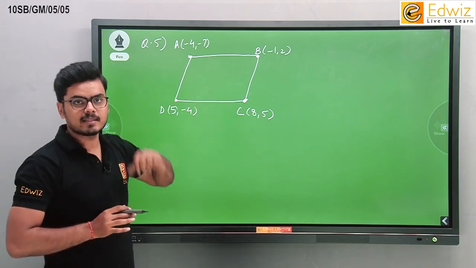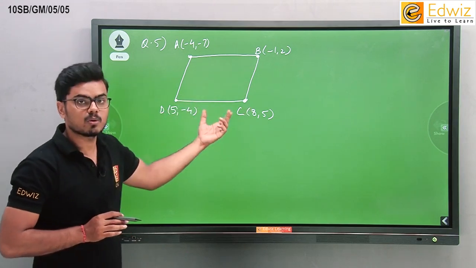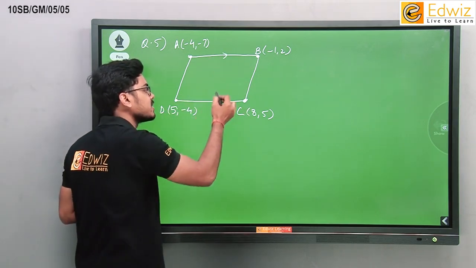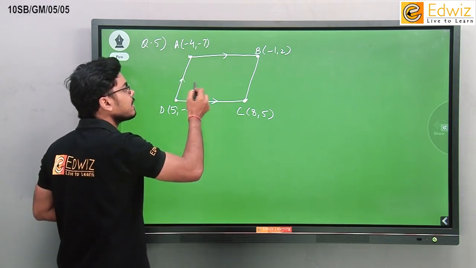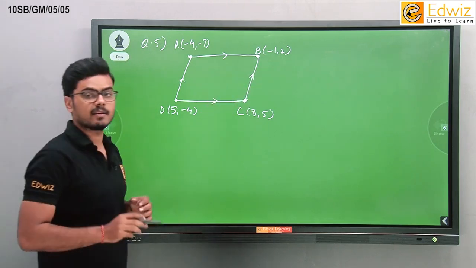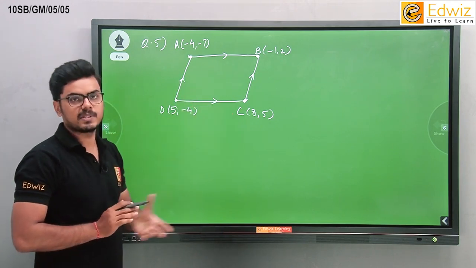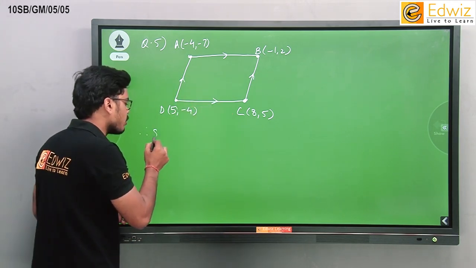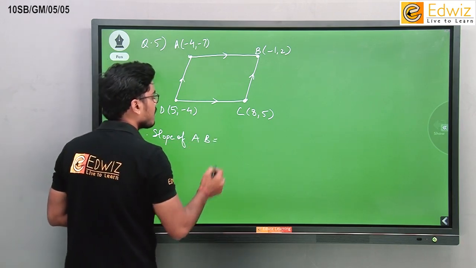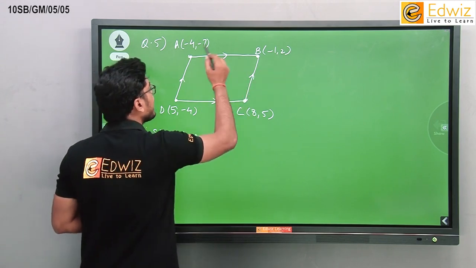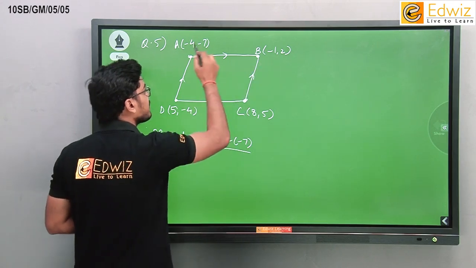So if we have to prove that this is a parallelogram, it means the slopes of AB and DC should come out the same, because they should be parallel, then only slopes will be same, and the slopes of AD and BC should also come out the same if they are parallel, correct. So in a parallelogram, if opposite sides are parallel, then slopes should also be the same. So first we will find out the slope of AB. What is the slope of AB? So y2 minus y1, 2 minus minus 7 upon x2 minus x1, minus 1 minus minus 4.